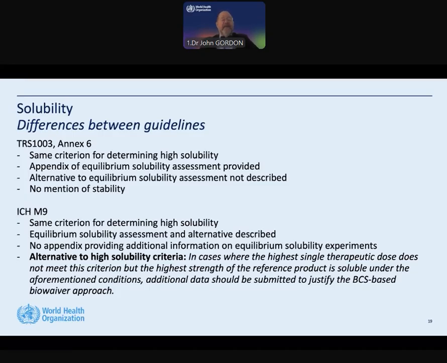There is one main difference between the ICH-M9 guideline and the current WHO guideline, and it is the language at the bottom of the screen here. In the M9 guideline, it says, in cases where the highest single therapeutic dose does not meet this criterion for high solubility, but the highest strength of the reference product is soluble under those conditions, additional data may be used to substantiate a BCS-based biowaiver, even though you're only showing high solubility at the highest strength as opposed to the highest dose. This language didn't carry forward to the WHO guideline because there was some question about the merit of it. The WHO guideline, I think, is more clear-cut on what high solubility is from that perspective.